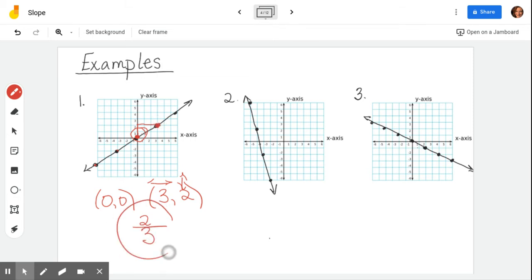2/3 doesn't reduce. That's my slope. That's all you have to do. Number 2, as I look at my graph, I see that it's falling from the left to the right. It's moving in a negative direction. So I should be getting a negative answer.